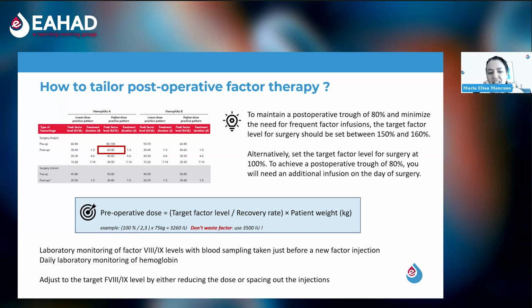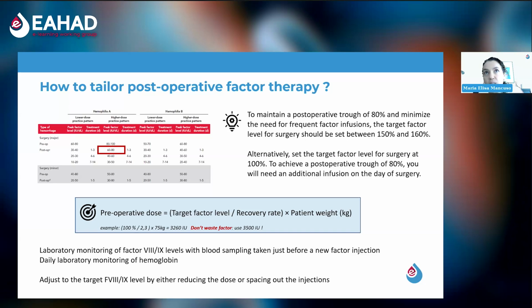Of course, this is an indication, but if, as in this example, we come up with 3,200, we will use maybe 3,500, so we don't waste product. We can approximate the most ideal dose to what we have in our hands. It is important to check the factor levels before and after the injection.